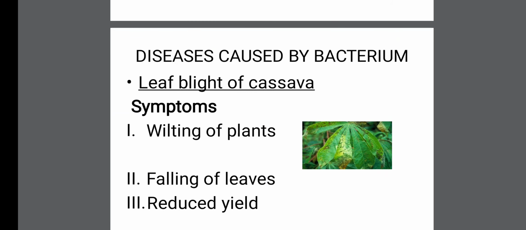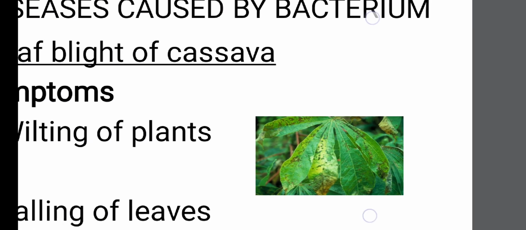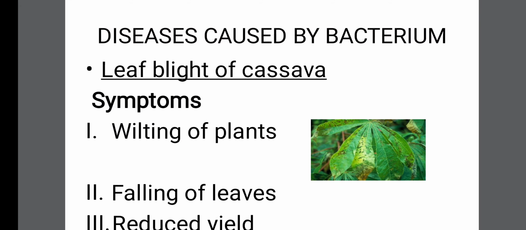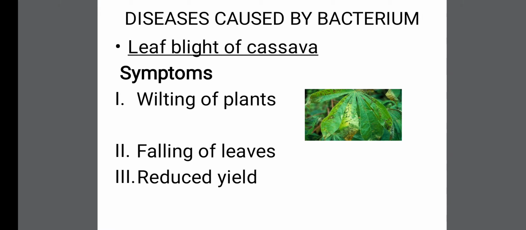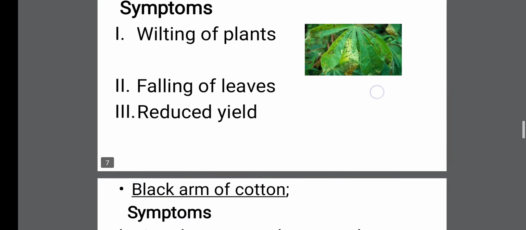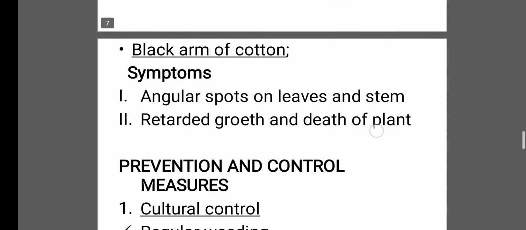Diseases caused by bacterium. Leaf blight of cassava. Symptoms of leaf blight include wilting of plants. Wilting means when a leaf becomes limp, as if it's falling. That is when we say the leaf is wilting. Other symptoms include falling of leaves and reduction in yield.